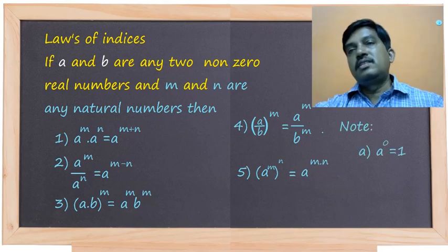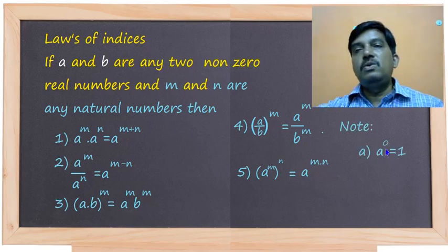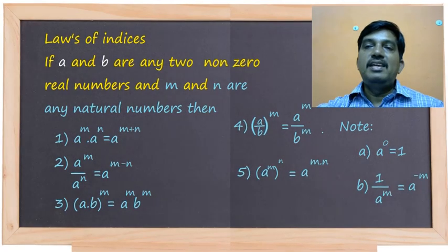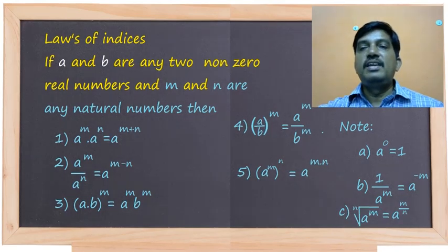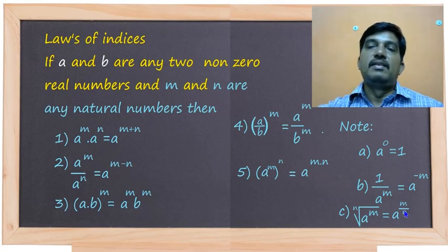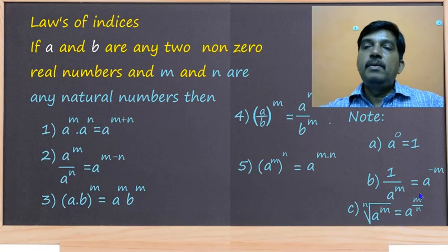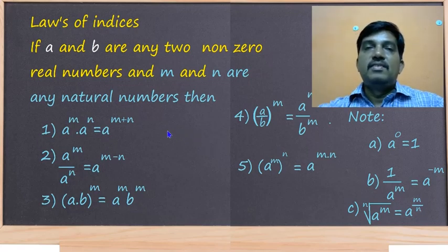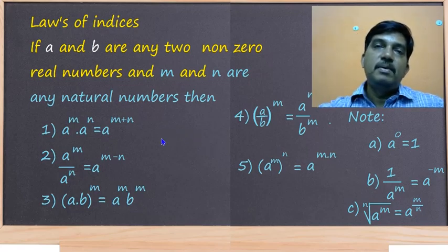Note these things. What is a raised to 0? A raised to 0 is equal to 1, and 1 by a raised to m is equal to a raised to minus m, and nth root of a raised to m is denoted by a raised to m by n. Now a power m by n is defined for all m and n integers and n not equal to 0. That is, for every rational number x, a power x is defined.